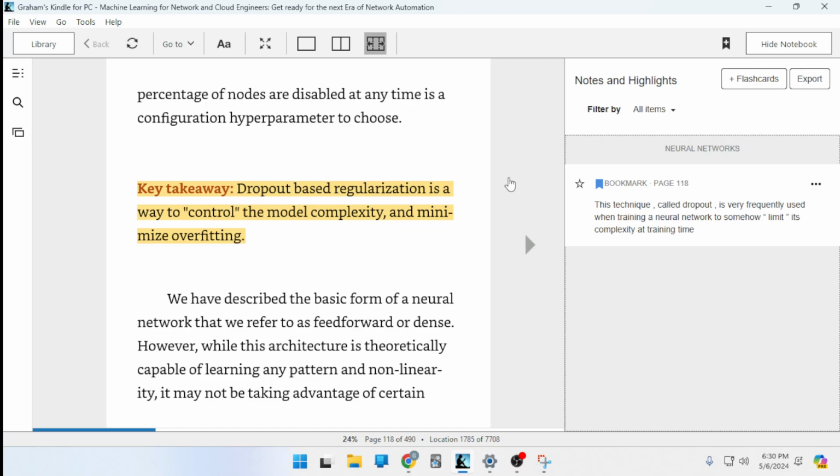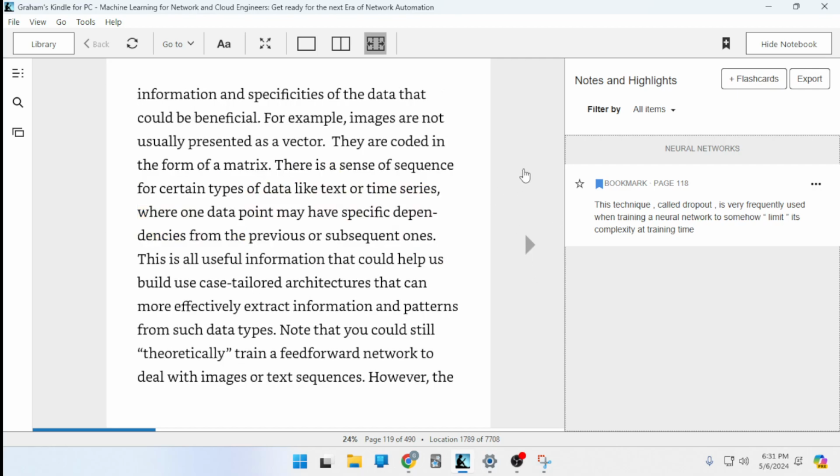We have described the basic form of a neural network that we refer to as feed-forward or dense. However, while this architecture is theoretically capable of learning any pattern and non-linearity, it may not be taking advantage of certain information and specificities of the data that could be beneficial.